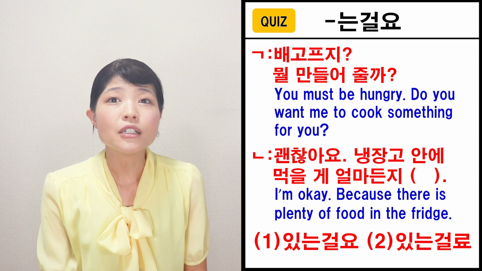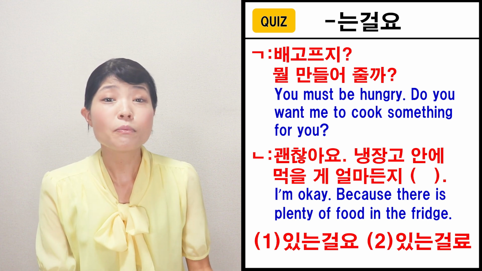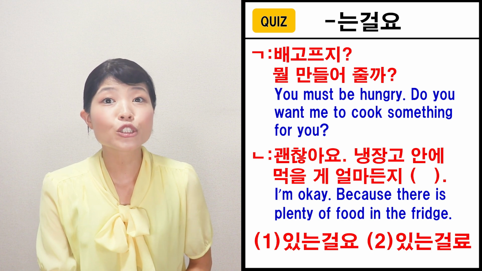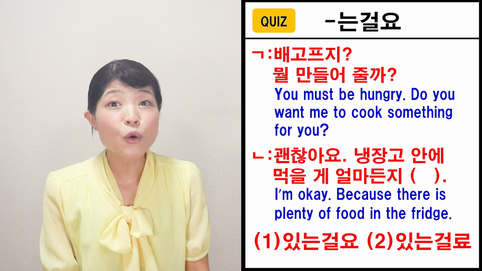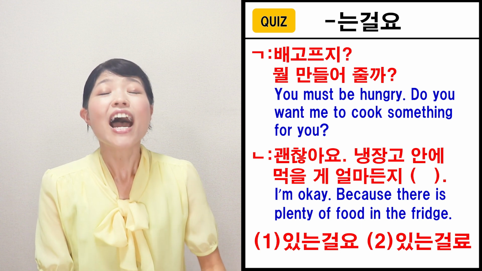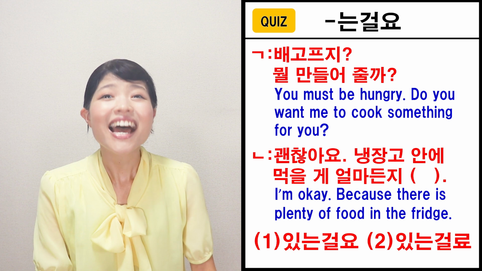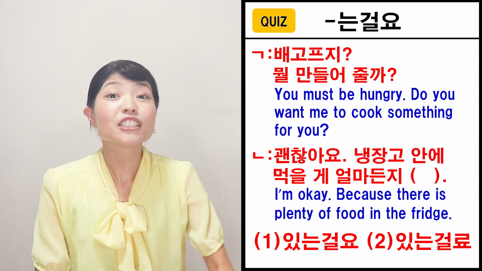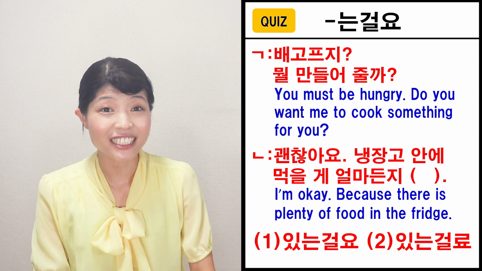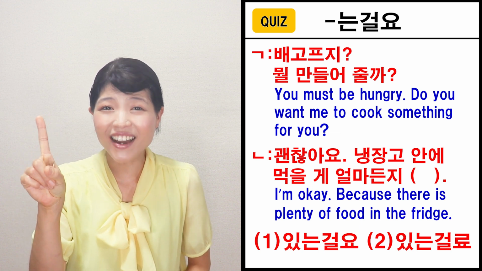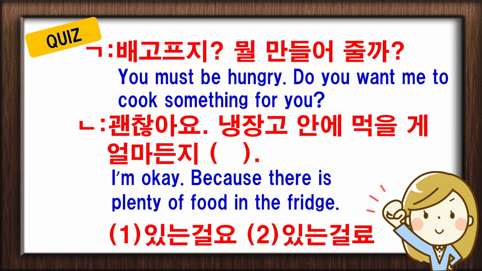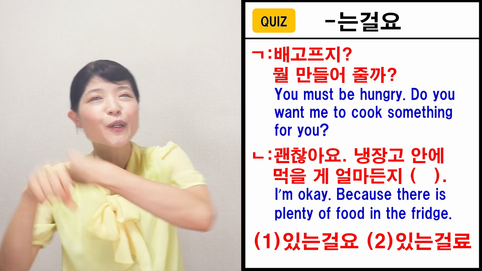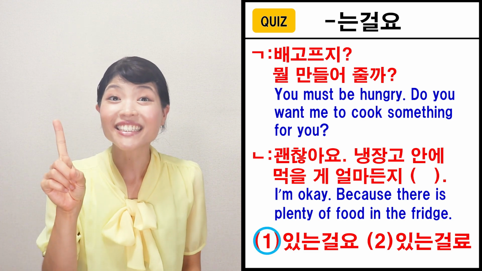배고프지? 뭘 만들어 줄까? You must be hungry. Do you want me to cook something for you? 괜찮아요. 냉장고 안에 먹을 게 얼마든지. I'm okay because there is plenty of food in the fridge. Number 1, 있는걸요. Number 2, 있는걸요. The correct answer is number 1.